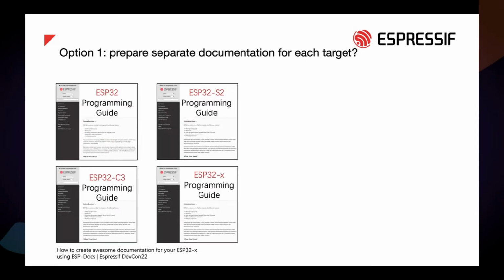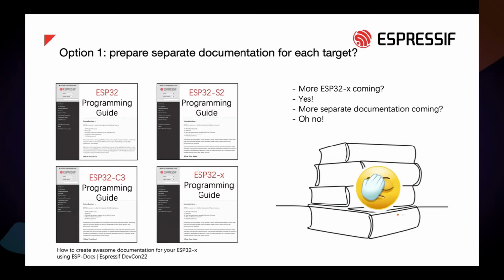Option 1, prepare separate documentation for each target. So then there's our ESP32 programming guide, ESP32-S2 programming guide, ESP32-C3 programming guide, and X programming guide. Then once you need to do updates to the common part of documentation, you need to do it multiple times. And consistency among those documents will be a big headache. And the question is, are more ESP32-X coming? Definitely yes. Is more separate documentation coming? The answer should be, oh no.